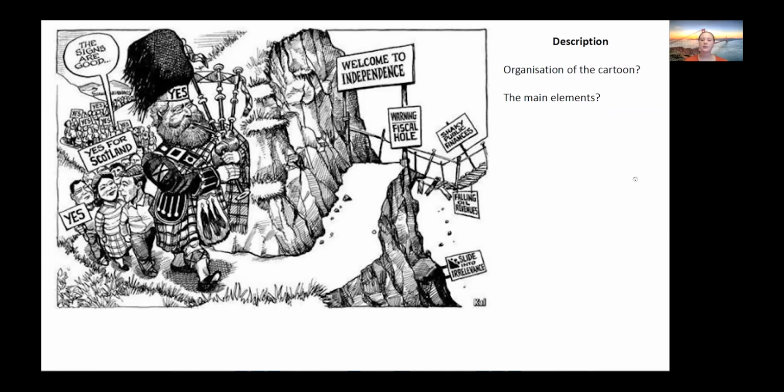So once you have defined the type of the document, you need to go further in your description. Until now, as you've seen, we mainly focused on the paratext, so all the information you find around the picture itself, also the type of the document. We didn't describe the cartoon yet. So now let's take a few minutes to really describe the cartoon.